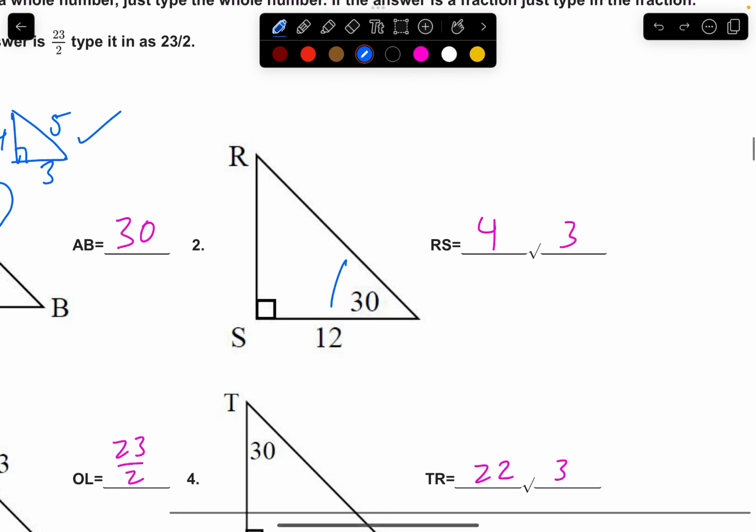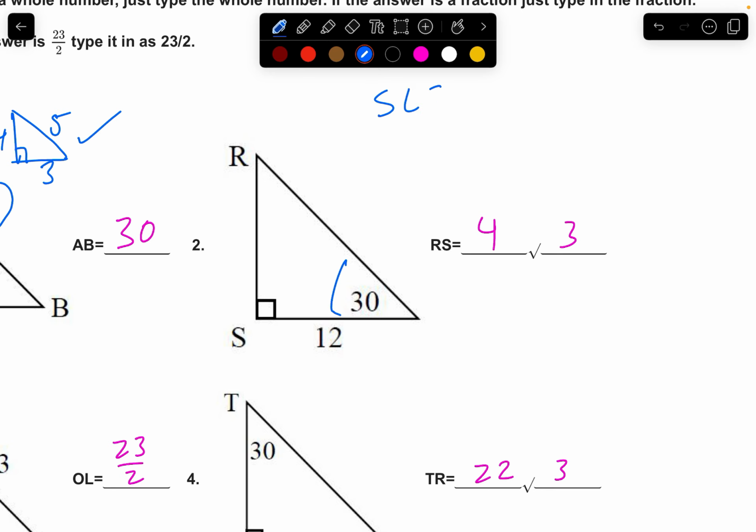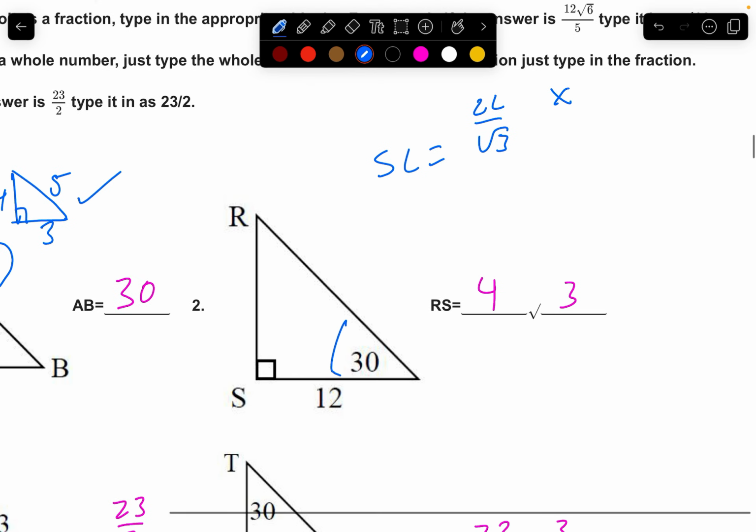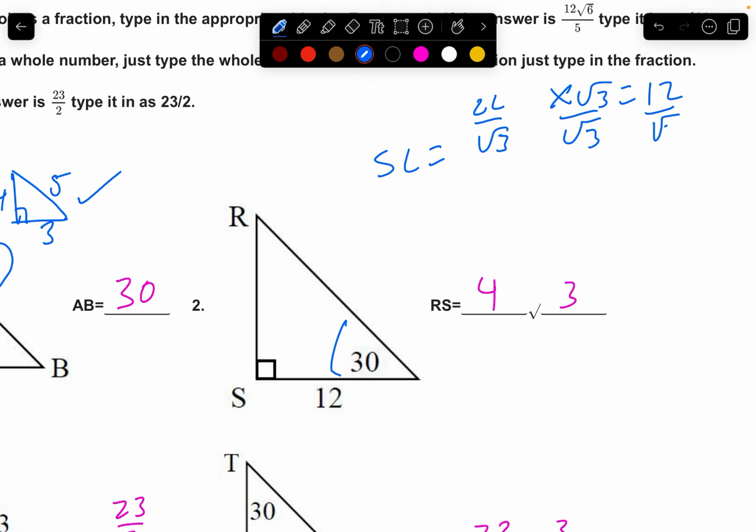The second one, we have a 30-degree angle. So we know that, I'm not going to do this every time, but if you have the long leg, the short leg equals the long leg divided by root 3. Or you could think of this as something root 3 equals 12. So how do you fix that? You divide by root 3. The hope is that you can do these in your head eventually. So please keep trying to do that.